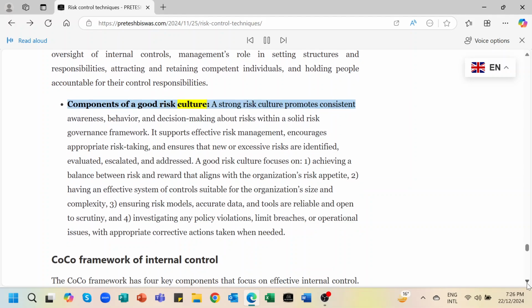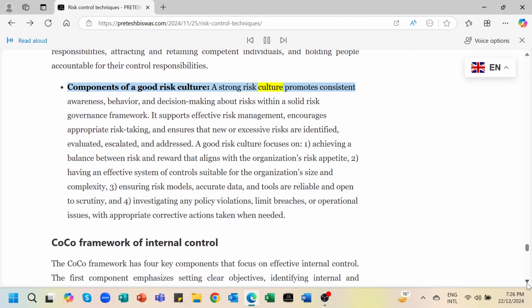Components of a good risk culture. A strong risk culture promotes consistent awareness, behavior, and decision-making about risks within a solid risk governance framework. It supports effective risk management, encourages appropriate risk-taking, and ensures that new or excessive risks are identified, evaluated, escalated, and addressed. A good risk culture focuses on 1.